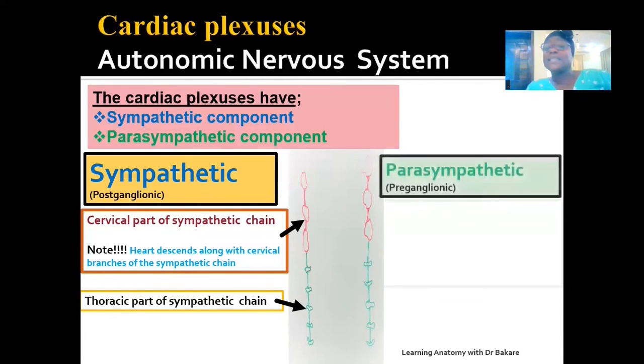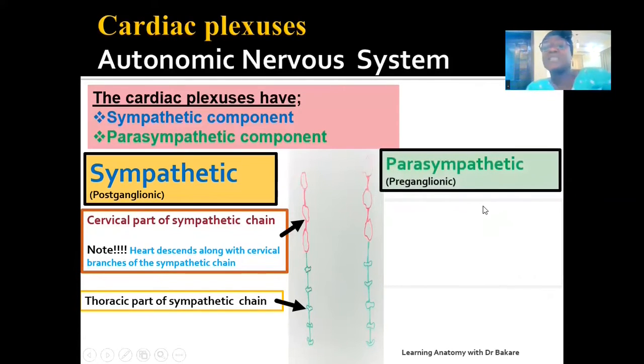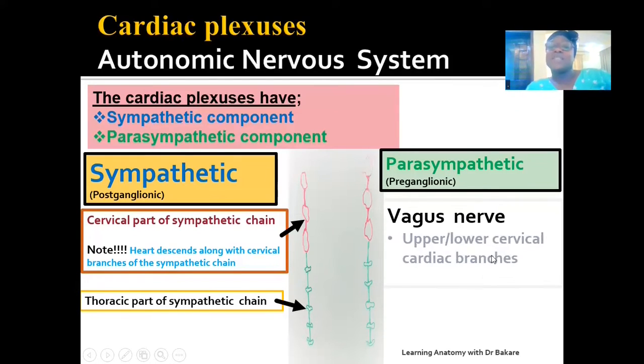The parasympathetic component is also referred to as a preganglionic neuron. And we'll be explaining why the parasympathetic component is a preganglionic neuron as we go through this lecture. And the nerve that is seen to supply the parasympathetic component of the cardiac plexus is the vagus nerve. The vagus nerve supplies the parasympathetic component of the cardiac plexus, and also the branches that emerge from the vagus nerve. And this includes the upper and the lower cervical branches.